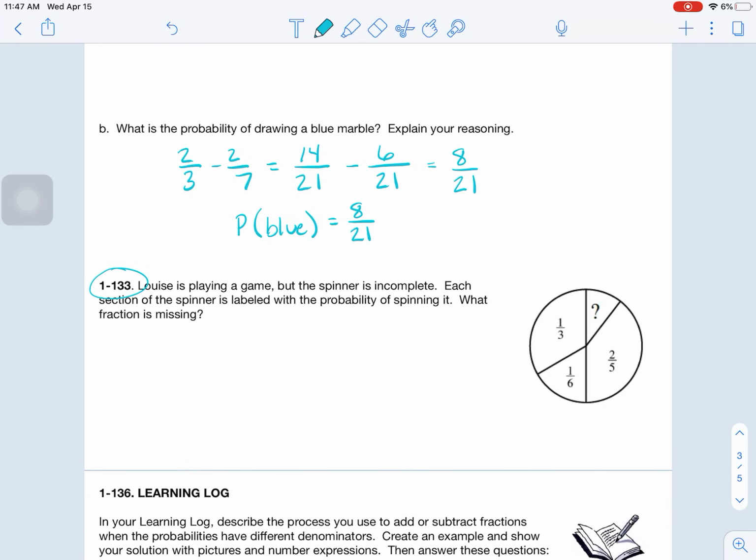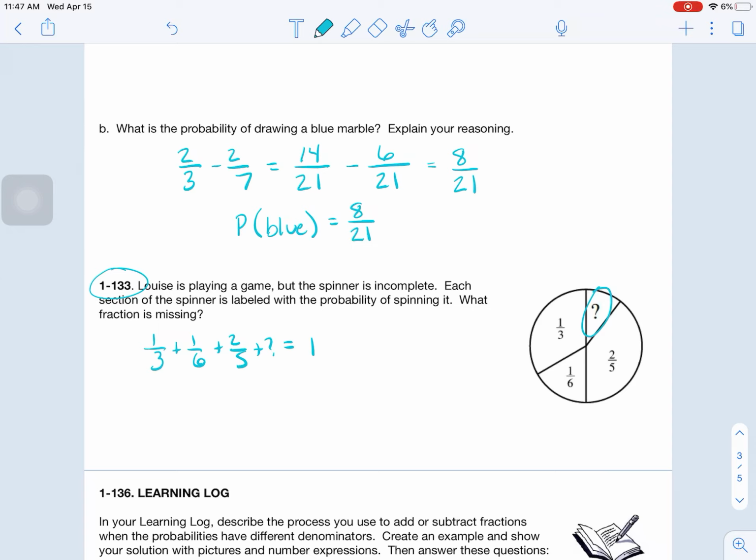All right, last problem right here, 133. Louise is playing a game, but the spinner is incomplete. Each section of the spinner is labeled with the probability of spinning it. So what fraction is missing? So that's exactly like saying 1/3 plus 1/6 plus 2/5 plus something has to give me 1 whole.